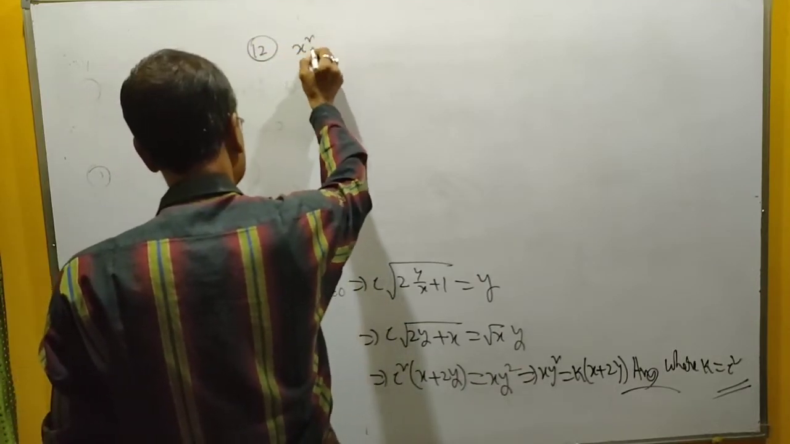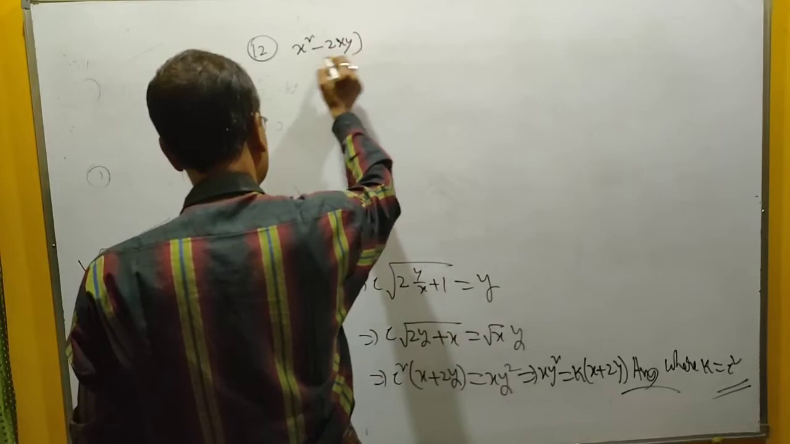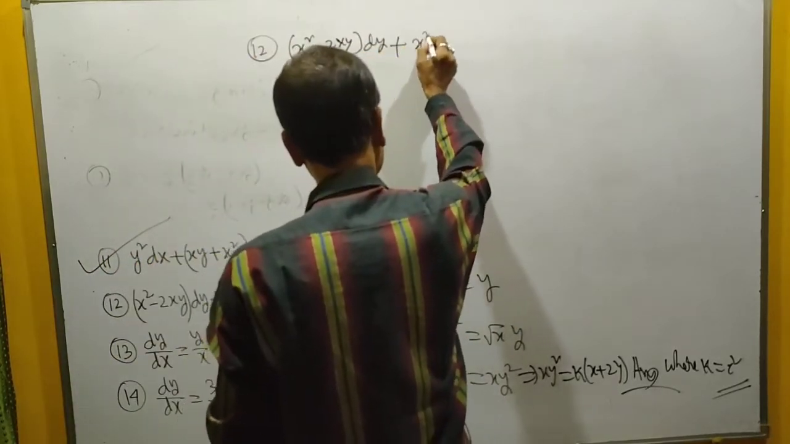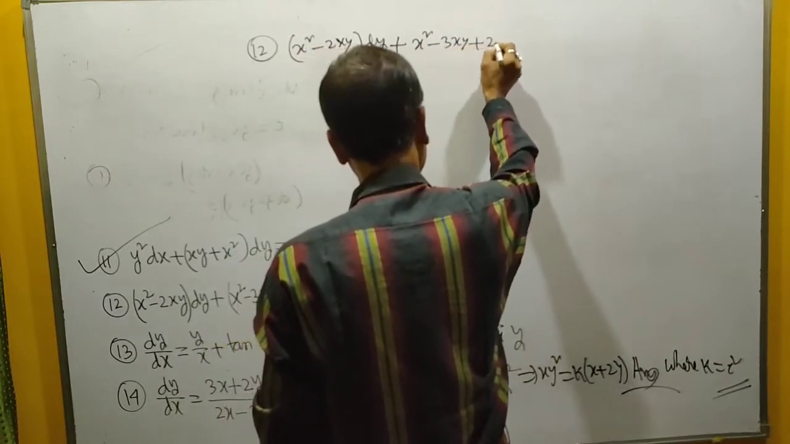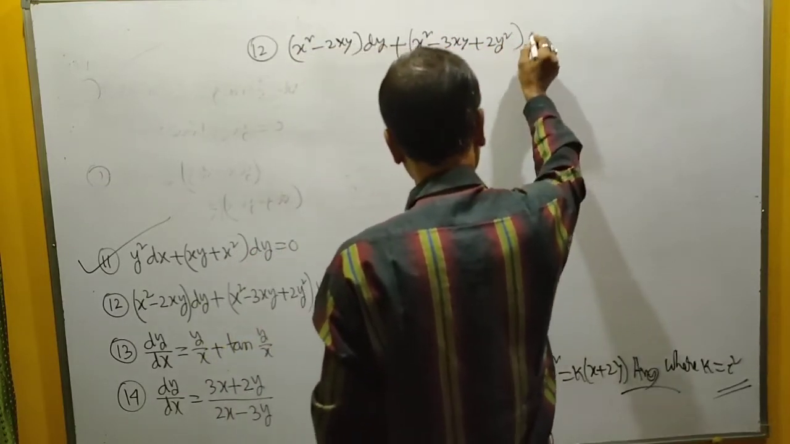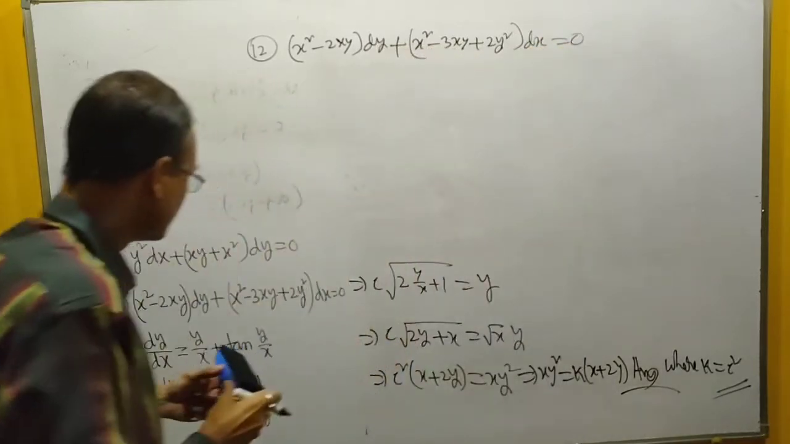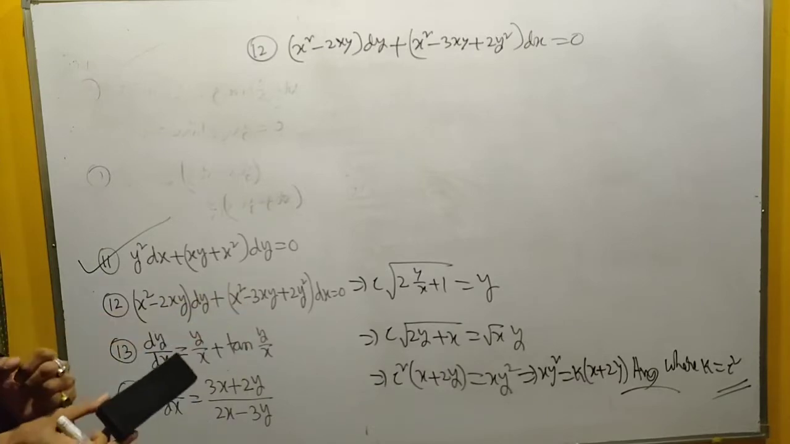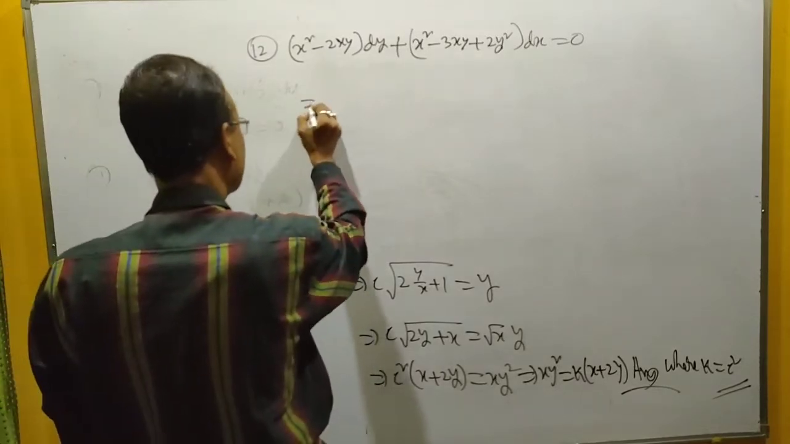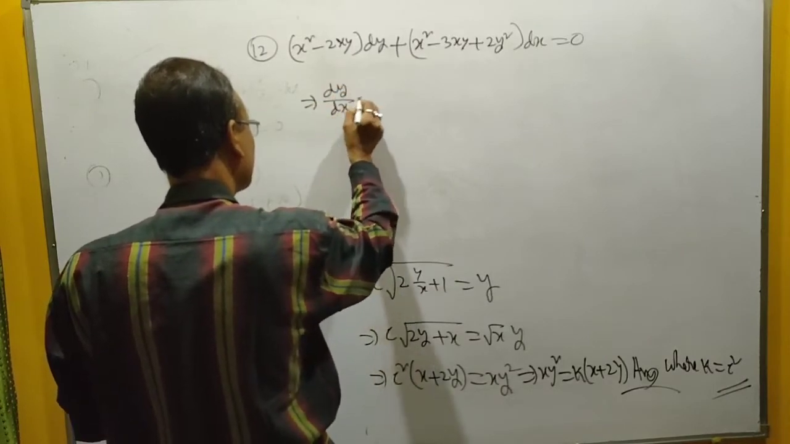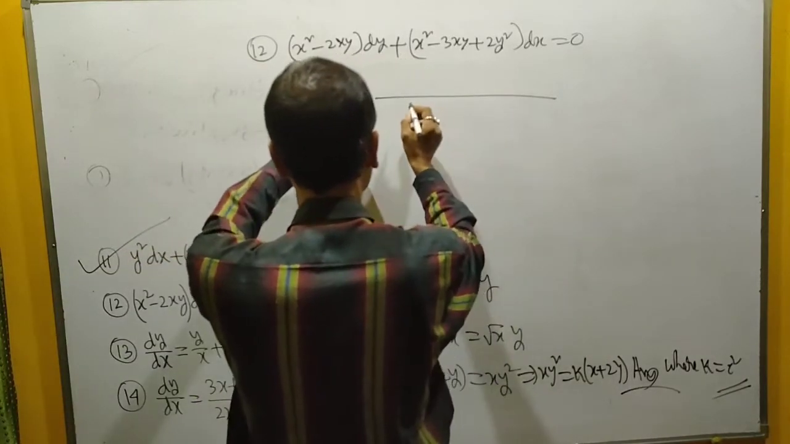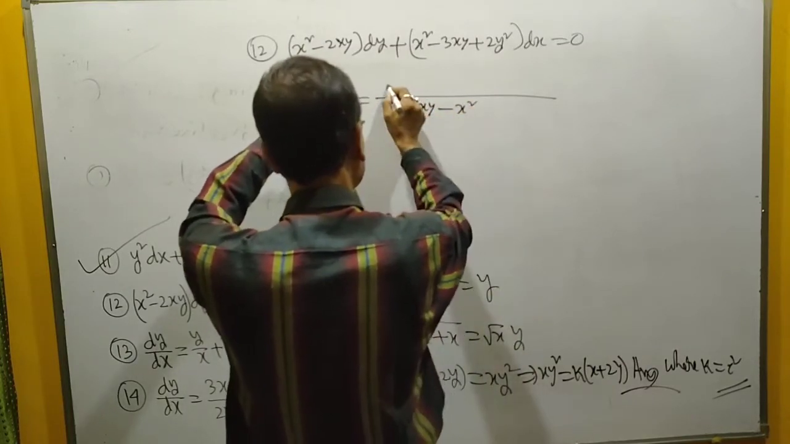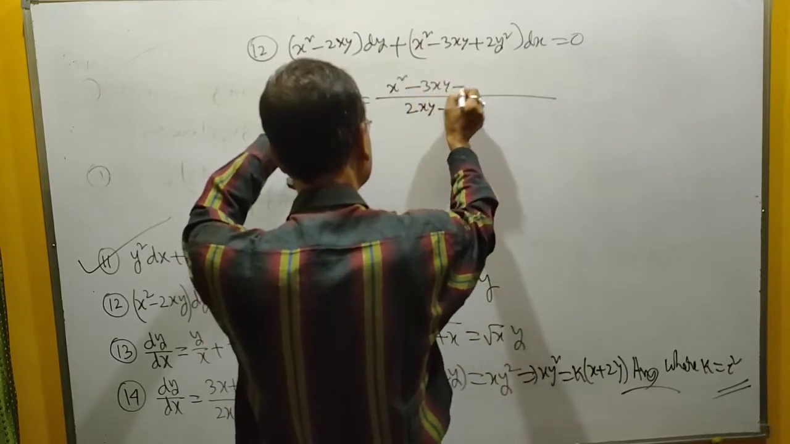Question number 12. x square minus twice xy dy, plus x square minus thrice xy plus twice y square dx, this is equal to 0. This means dy by dx equal to, you may write here, twice xy minus x square. Can I write like this?